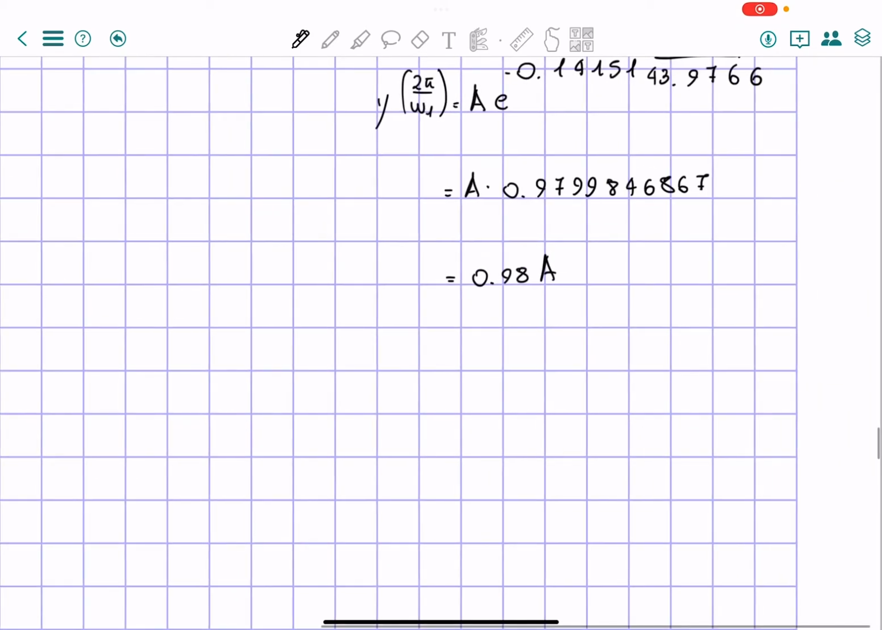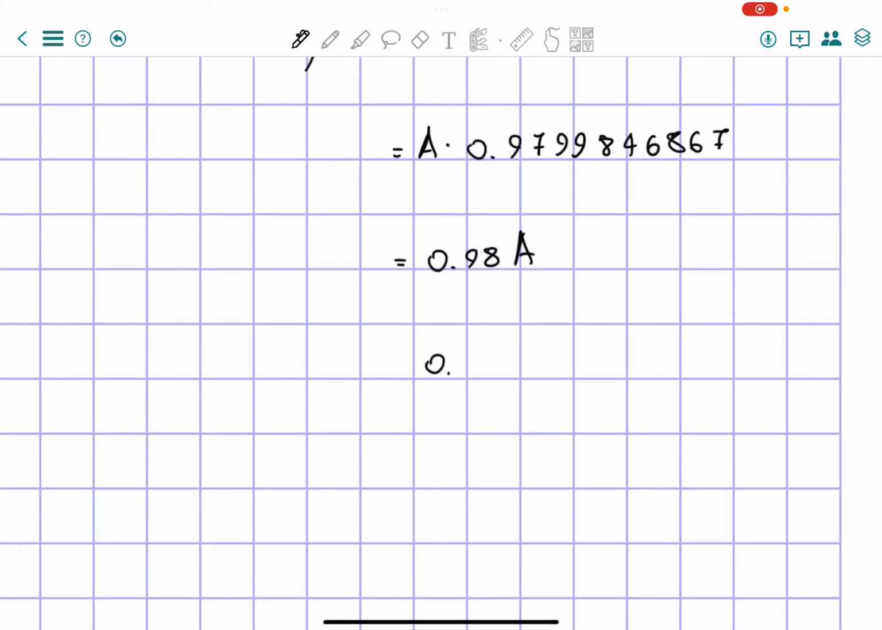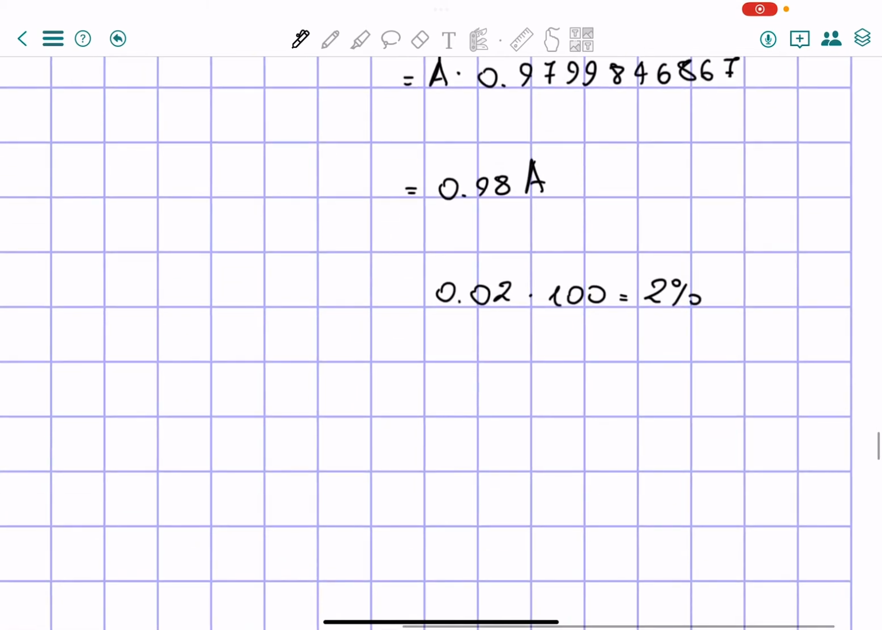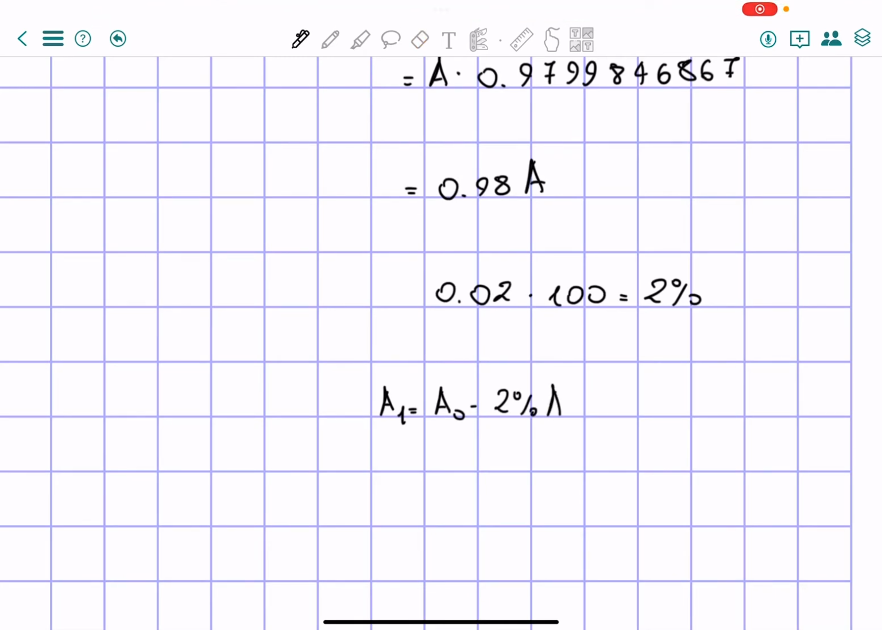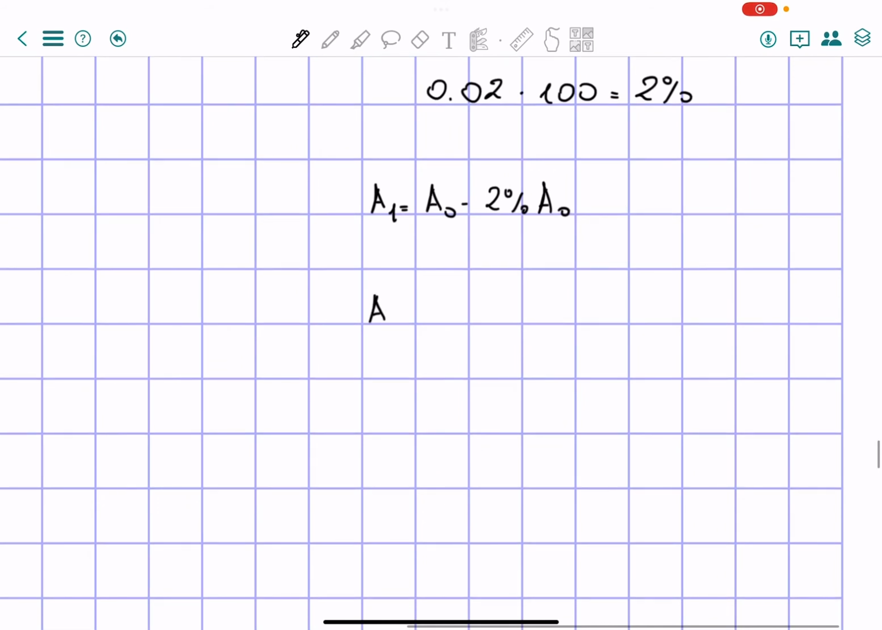As you can see, the change from initial A is going to be equal to 0.02, which, if we want to find the percentage, is going to be times 100, so it's equal to 2%. So A1 is equal to A0 minus 0.02, which we're going to write as 2% of A0. Or we can write this whole thing as A1 is equal to 98% of A0. But the change, of course, is going to be a 2% change.